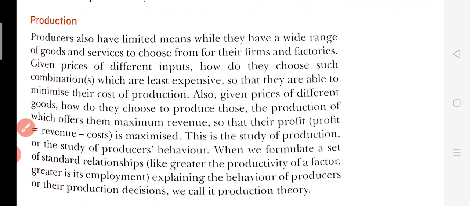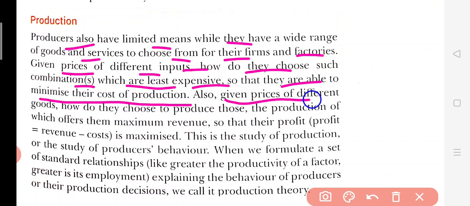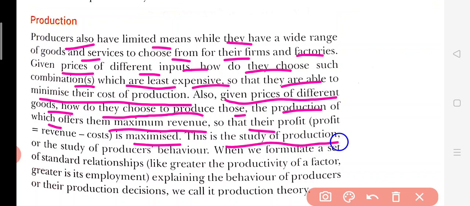Now, what is production? We already read about it. A producer has limited means, while they have a wide range of goods and services to choose from for their firms and factories. Given prices of different inputs, how do they choose such combinations which are least expensive, so that they are able to minimize their cost of production? Also, given the prices of the different goods, how do they choose from the products those, the production of which offers them the maximum revenue, so that their profit is maximized? This is the study of production.